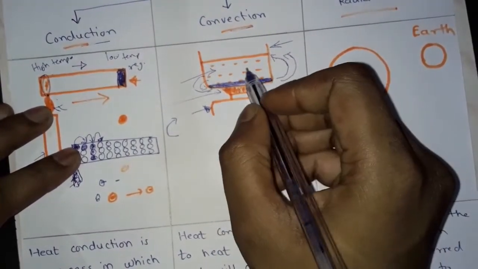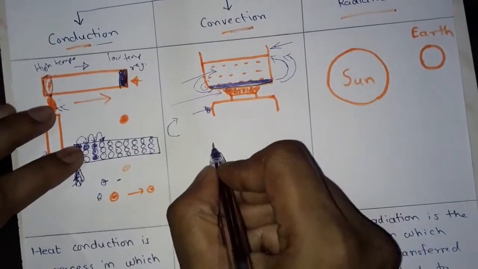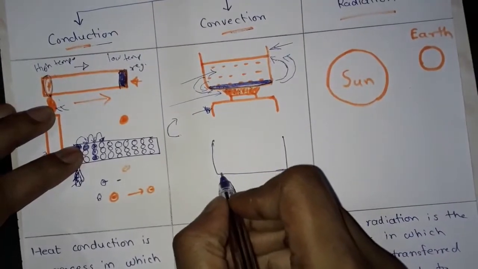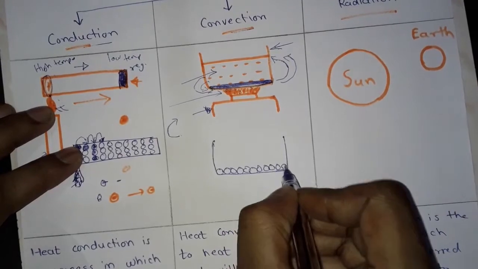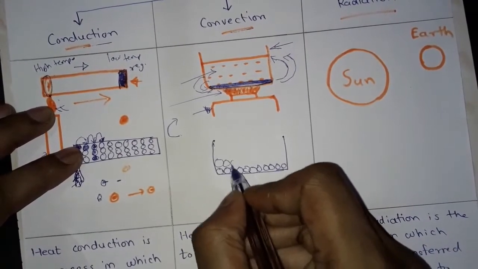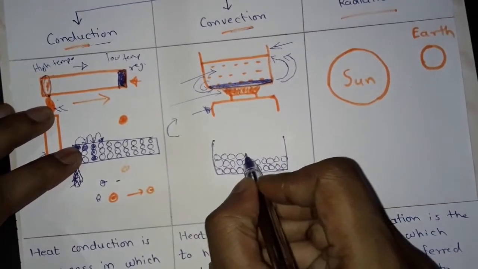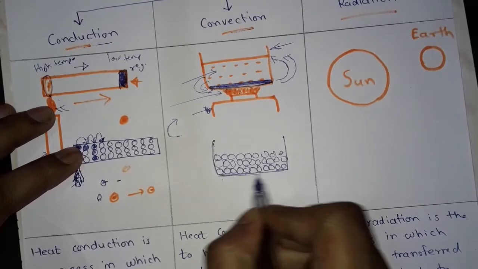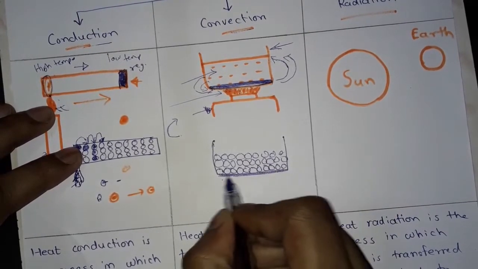This cycle repeats until all the water gets heated. Let's see how it happens. This is our container, and suppose here is the first layer of water molecules, here is the second layer of water molecules, here is the third layer of water molecules. As we know, this container is hot at this point. This surface of the container is hot.